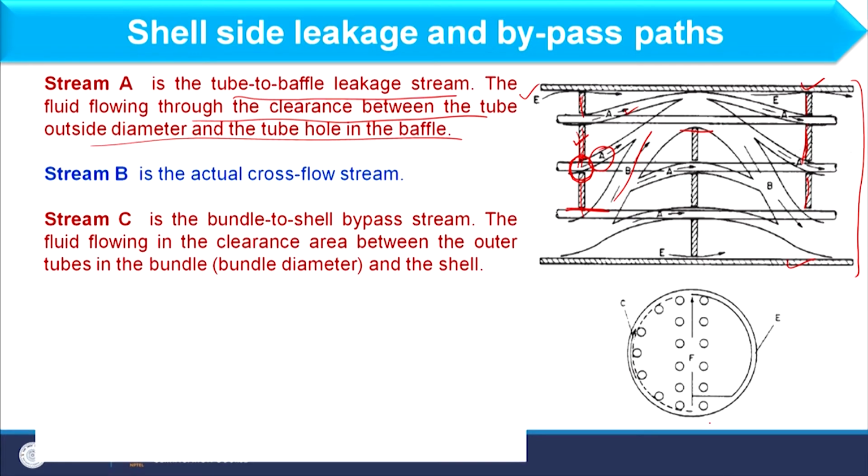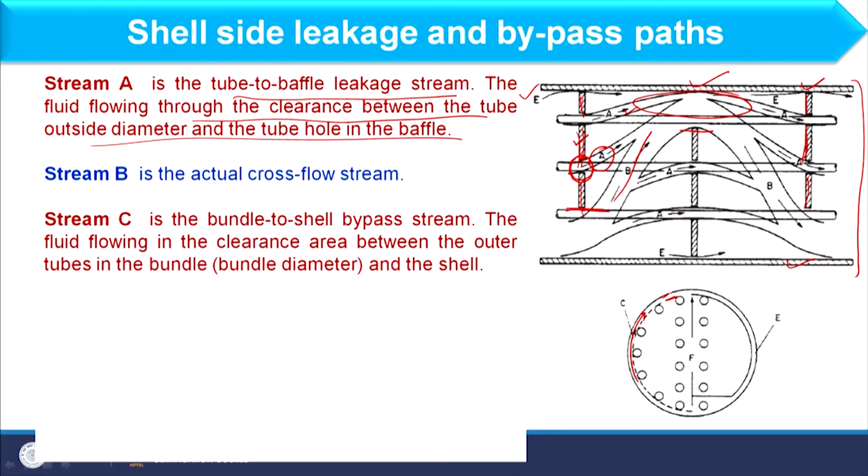In the last slide, we have discussed that Bell's method considers leakages and bypasses. So, that bypass is nothing but stream C. Now, if you consider this image, where will this stream C lie? This stream C will lie in this section, or you can clearly visualize this, which is available in this schematic, that is between shell diameter and bundle diameter, right.